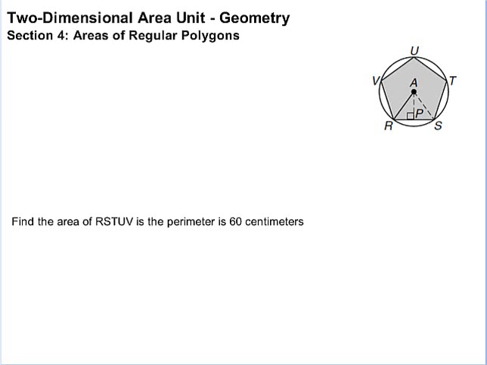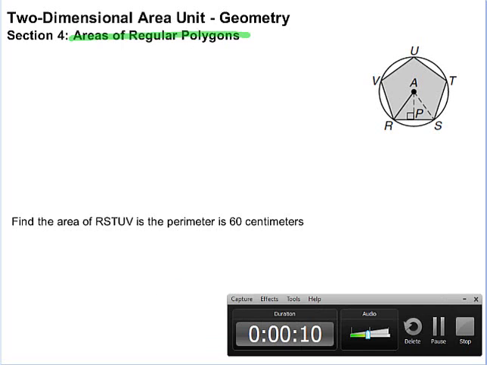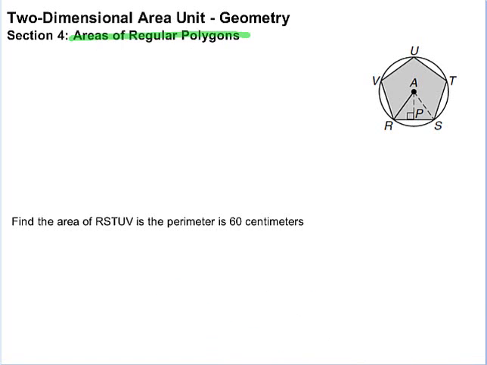Welcome back to geometry. Today we are going to be talking about areas of regular polygons. Okay, so areas of regular polygons. Now the formula to find the area of a regular polygon is 1/2 perimeter times apothem.